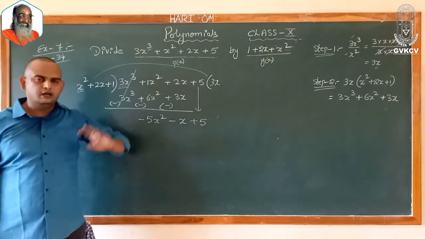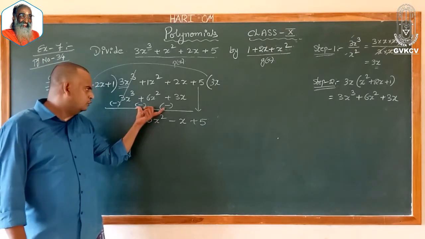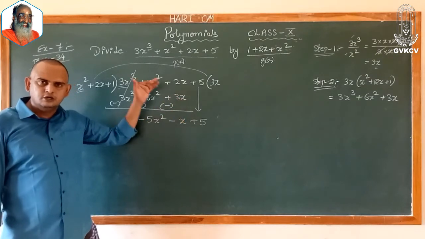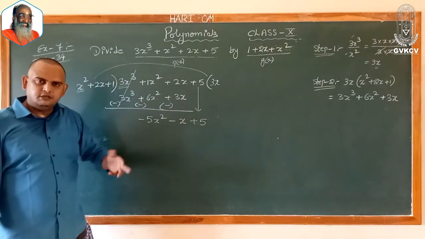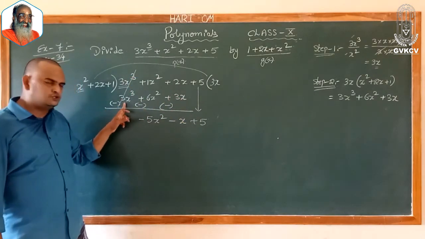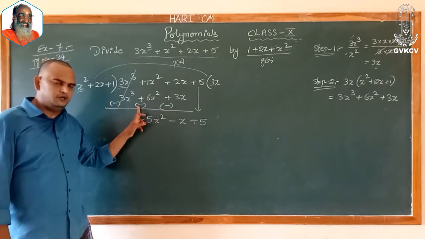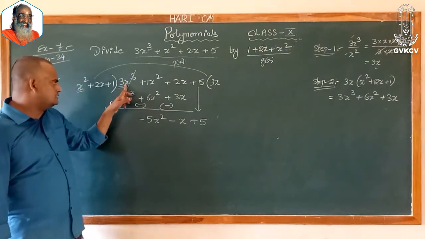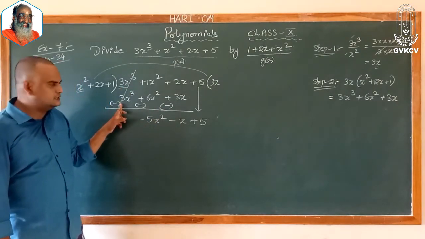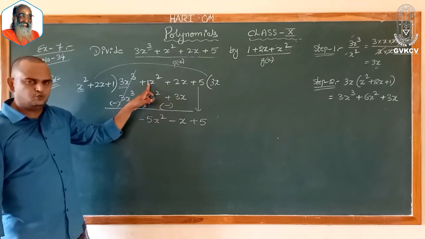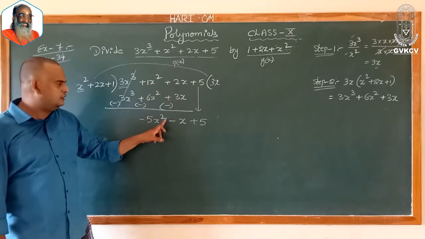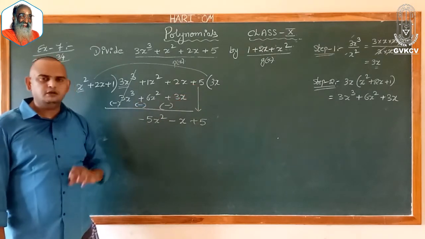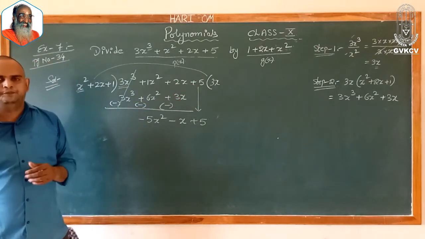So, after multiplying, the product we have to write here is 3x cube plus 6x square plus 3x. We should subtract. Subtraction means we should change the signs. Positive will be converted to negative. Positive is also converted to negative. So plus 3x cube minus 3x cube get cancelled. Minus 6x square plus 1x square is minus 5x square. Minus 3x plus 2x is minus x. And we will bring down the other term, 5.